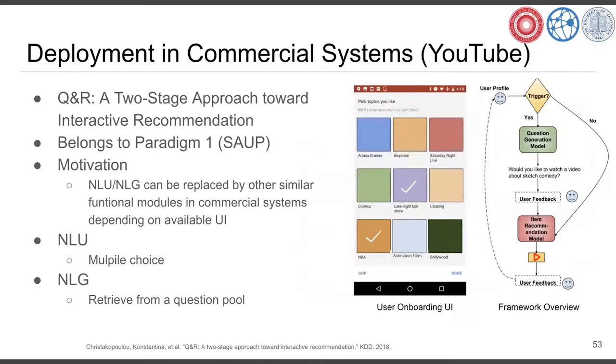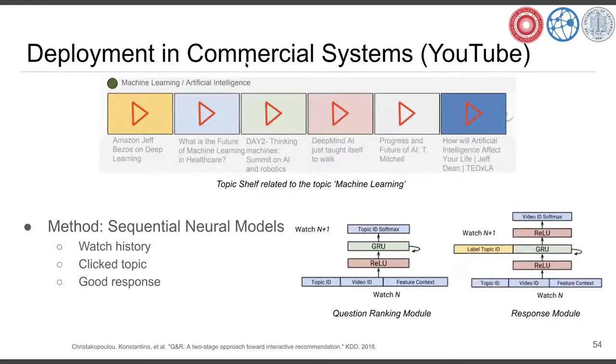So previously, we talked about most existing conversational recommender systems that have been demonstrated at small scales. But this system is shown in an industrial large-scale setting. This paper was accepted by KDD 2018, where the NLU and NLG modules could be designed in another format, such as a UI system, which makes the system more reliable and stable, and easy to interact with. In this framework, it can still trigger a question to let the user pick some interesting topic first. And then it will display some videos to the user.